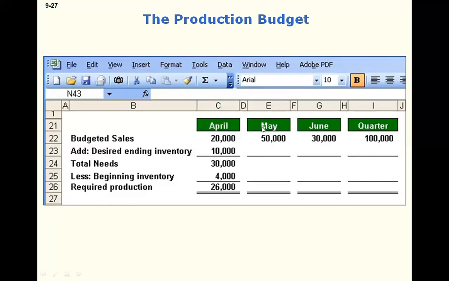Okay. Now for the May. Previous month April ending was 10,000. So for May, beginning inventory will be 10,000. Are you clear? Clear, sir. Okay. And ending inventory will be what? Ending inventory will be 20% of the next month sales. So next month sales is 30,000. So 20% will be 30,000 into 20%.